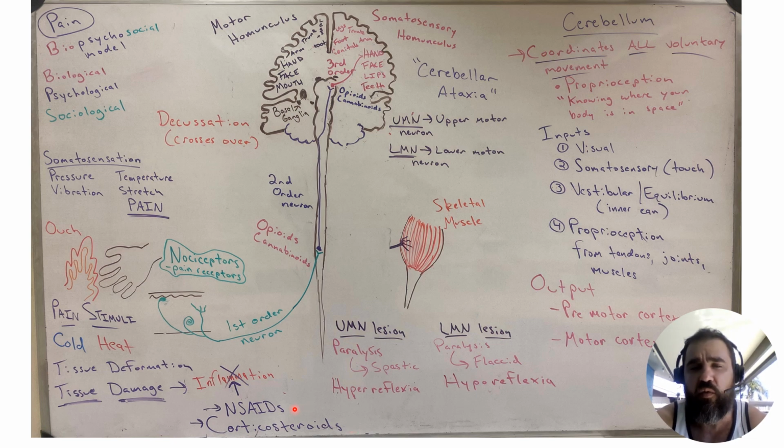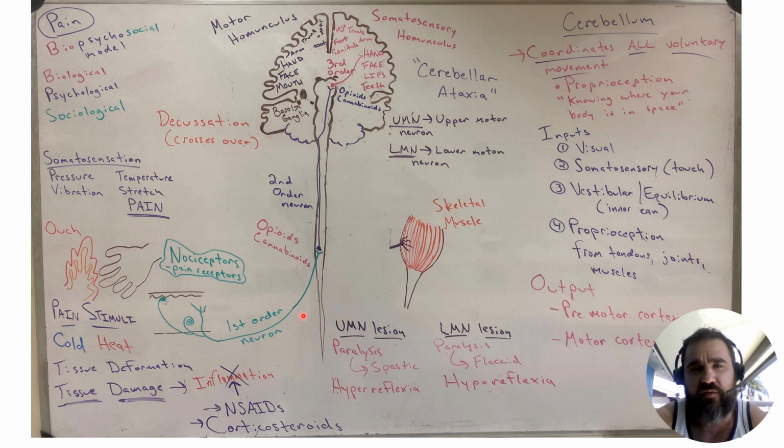NSAIDs, so non-steroidal anti-inflammatory drugs. These came later. These are non-steroidal, like corticosteroids are steroidal drugs. This is your over-the-counter ibuprofen, naproxen, your prescription diclofenac, meloxicam, Toradol, all that stuff. If you reduce the amount of inflammation, you're not going to reduce nerve signaling, but you'll have less stimulation of the nociceptors and ideally less pain. But if the pain you're having is not due to inflammation, anti-inflammatories might not work so well.